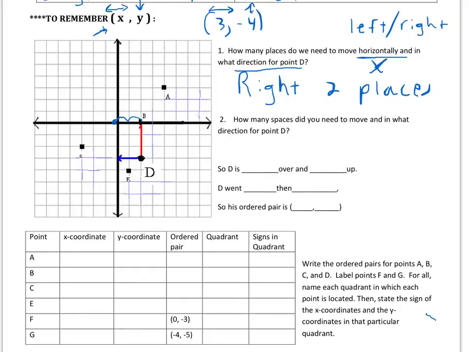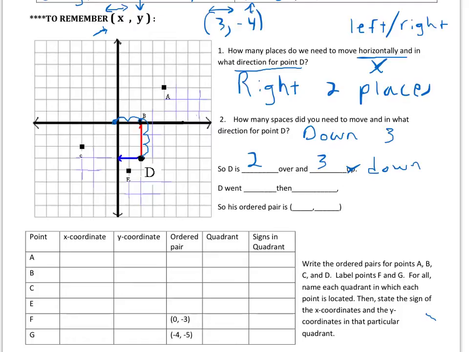Question number 2. How many spaces did you need to move and in what direction for point D? Well, to get to point D now, again, we start where we left off. So we're starting right here and we would need to go down 1, 2, 3. So I would just say down 3. So D is 2 over and 3, and that I think is a typo, it should say down.